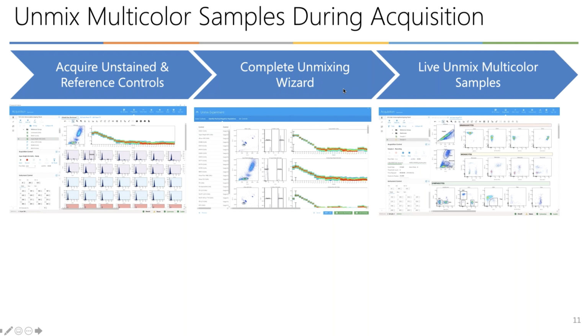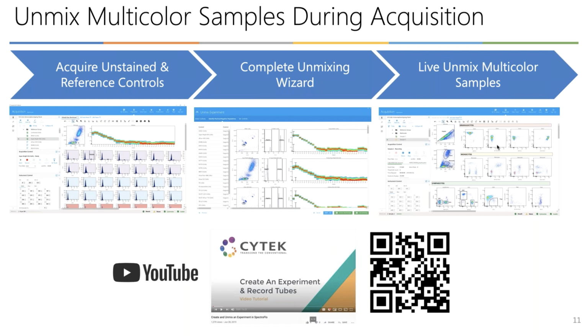And once that is done, which is a very simple process, you're going to run your multicolor samples. The unmixing is going to happen in real time. What you're going to see displayed in front of you is your multicolor data as you normally see it. You can draw plots, you can draw gates, you can play with your data while the acquisition is happening. If you want more details and want to see how to run samples, please check our YouTube channel. There are tons of useful tutorials and videos in there.